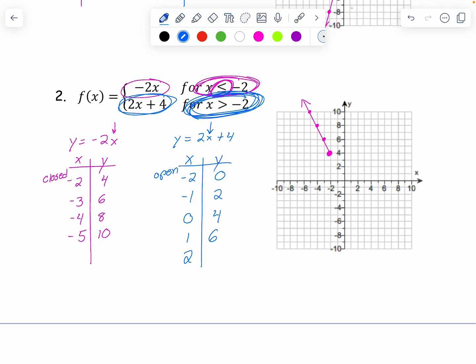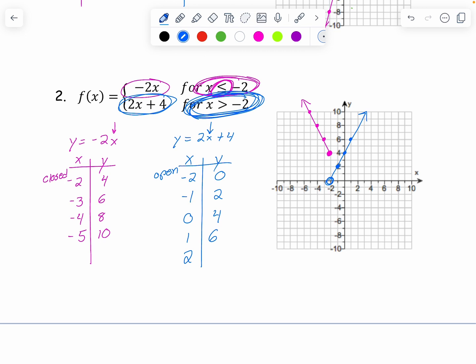So I want an open circle for the first one on this one because we don't have the equal to bar. So we have -2, 0, and we want an open circle. Then normal points at -1, 2; 0, 4; 1, 6, and we could keep going, but we should get that same pattern. So we've got a line going up from there. All right, so we have our graph.